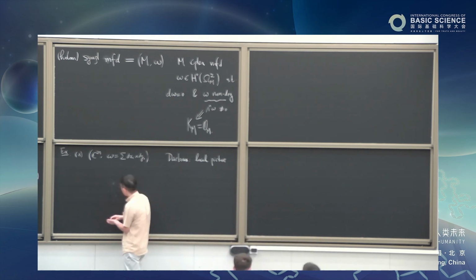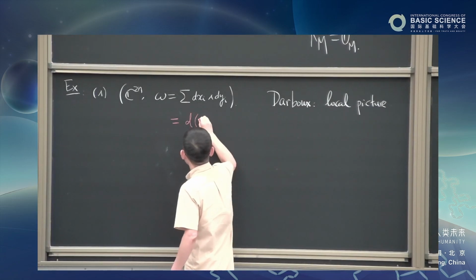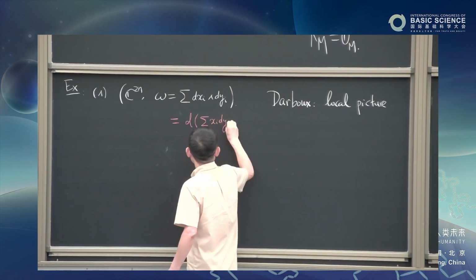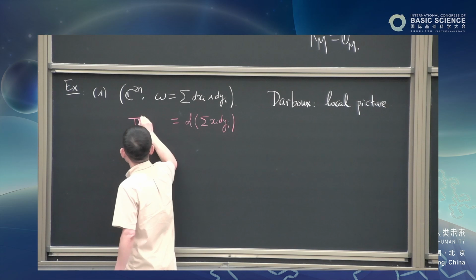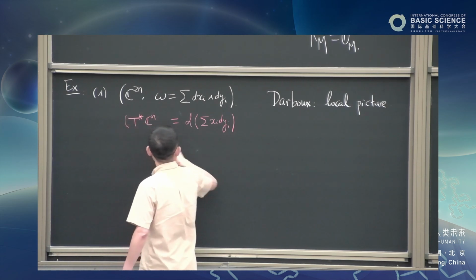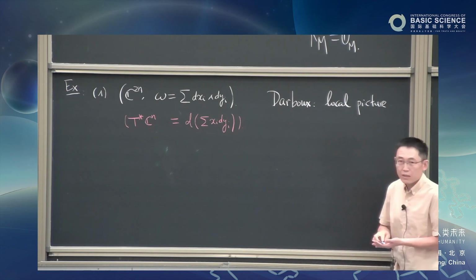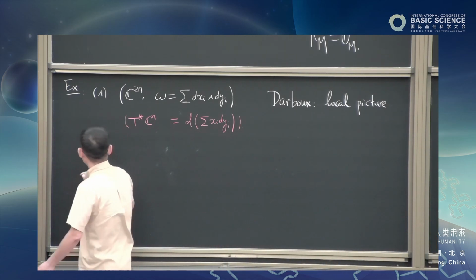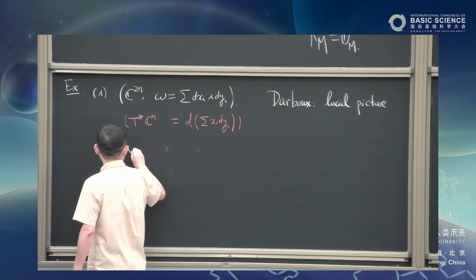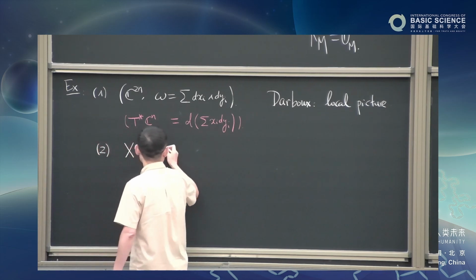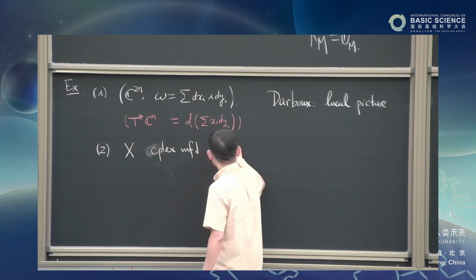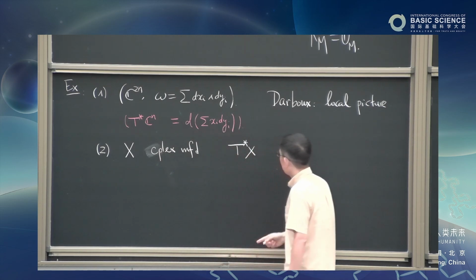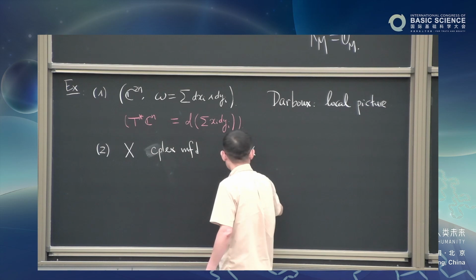In another way, you can also write this as d of the sum of xi dyi. This is just a one-form. And in this way, you realize this is the cotangent bundle of an n-dimensional vector space. Generalizing this, we can go to the second example, the cotangent bundle. If you take X a smooth variety, or just a complex manifold, and then you take the cotangent bundle, of course on the cotangent bundle you have a projection to X, say pi.